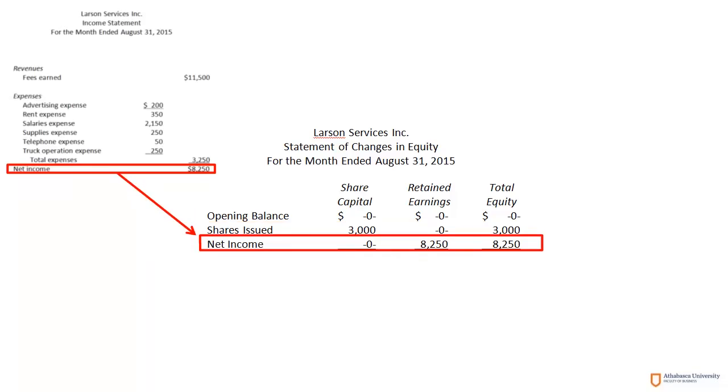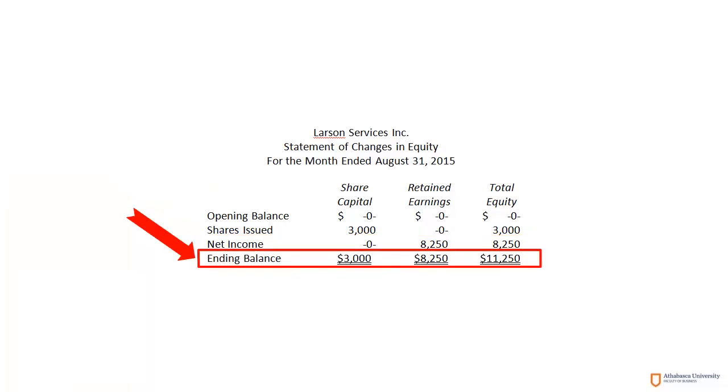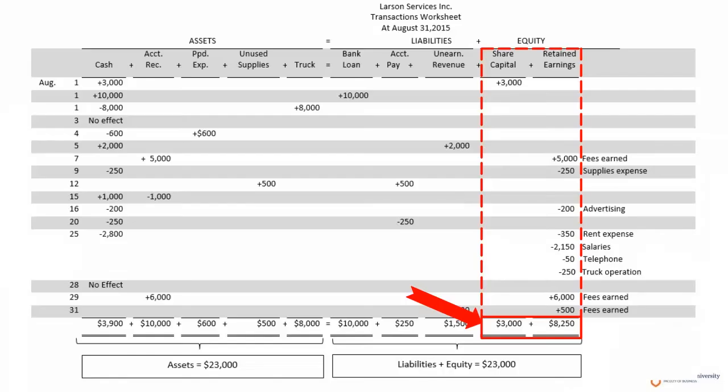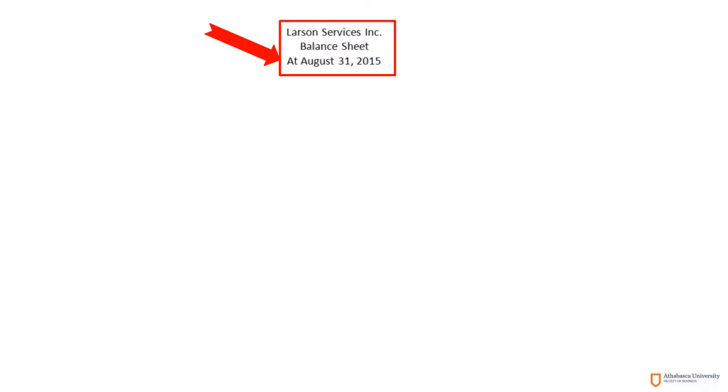Net income causes equity to change, given that revenues and expenses are equity accounts. We get the income information from the income statement prepared earlier. The resulting ending balances are calculated and must agree to the respective column totals on the Transactions Worksheet, and they do agree. Next, we prepare the balance sheet and begin by including the 3-line title.